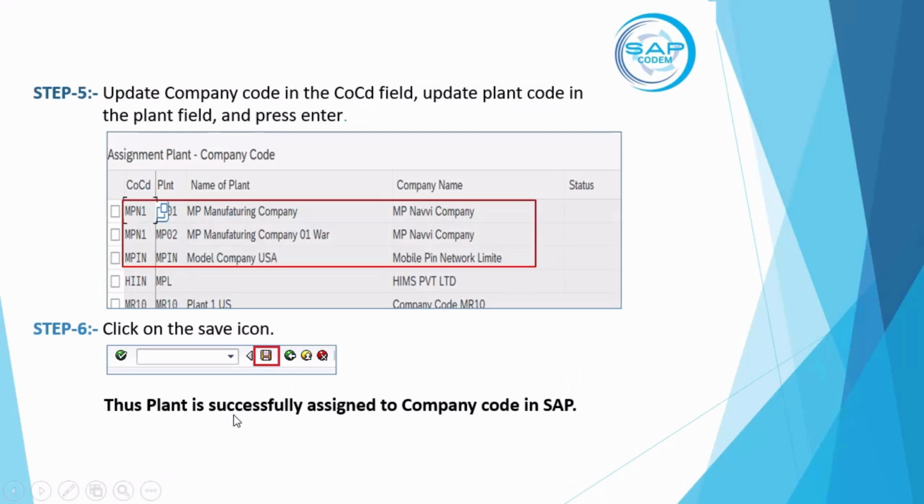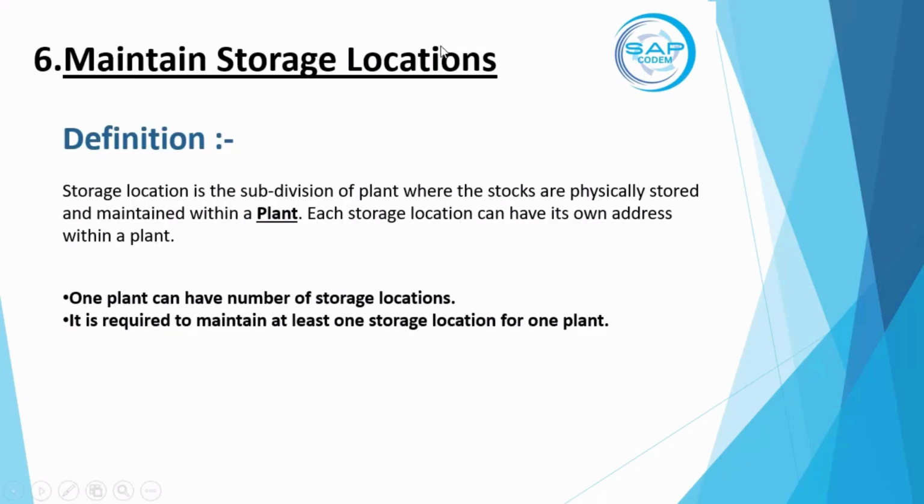Just click on new entries. See here, basically we created two plants, MP01, MP02. These two plants now map to this company, MPN1. Now save it. So we successfully assigned the plants to the company code. Now the storage locations. You know the storage locations. These are also master elements in the SAP system.